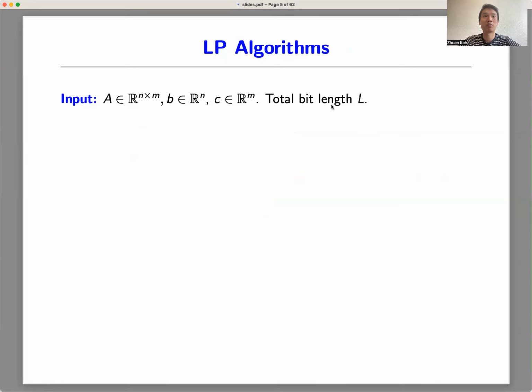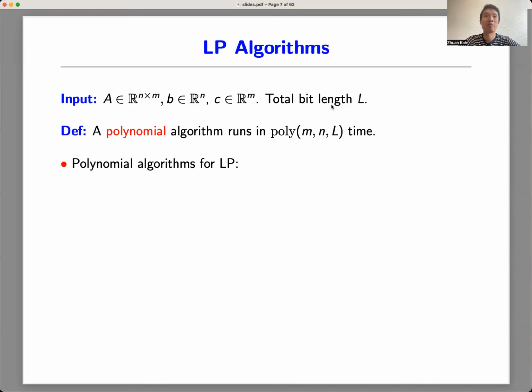An input to a linear program is the constraint matrix A, which is n by m, the right-hand side vector b, and the cost function c. We will also use L to denote the total bit length, which is the total bits required to encode the numbers in A, b, and c. A polynomial algorithm is any algorithm that runs in poly(m, n, L) time.